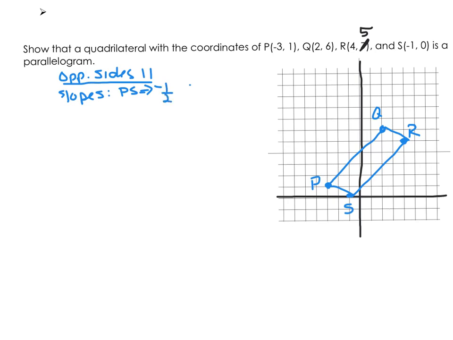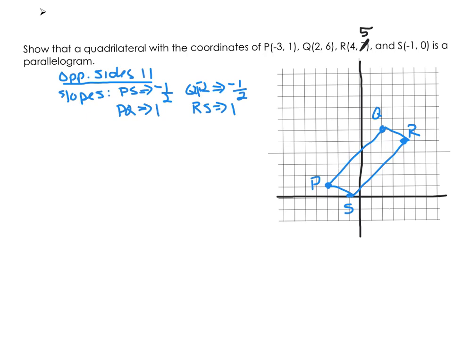Likewise, the slope of QR is going to be -1/2. So why don't you go ahead and look, and what's the slope of PQ and RS? And hopefully you figured out that the slopes of both of those are 1. All right, now pause here. You might think you're done, but you're not.